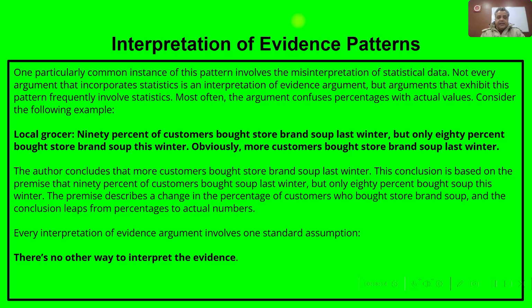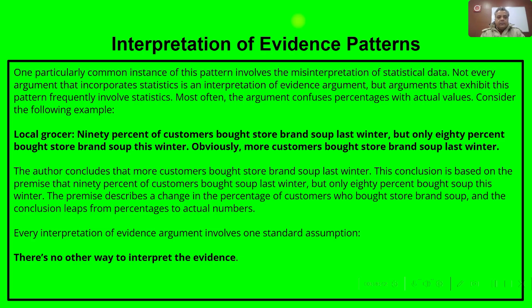Moving on to the next pattern, it's called the interpretation of evidence pattern. Basically, in the interpretation of evidence pattern, on the basis of certain evidence, a conclusion is given, and while reaching the conclusion, the author assumes that the evidence on the basis of which he gives the conclusion cannot be interpreted in any other way. Okay, so let's read this.